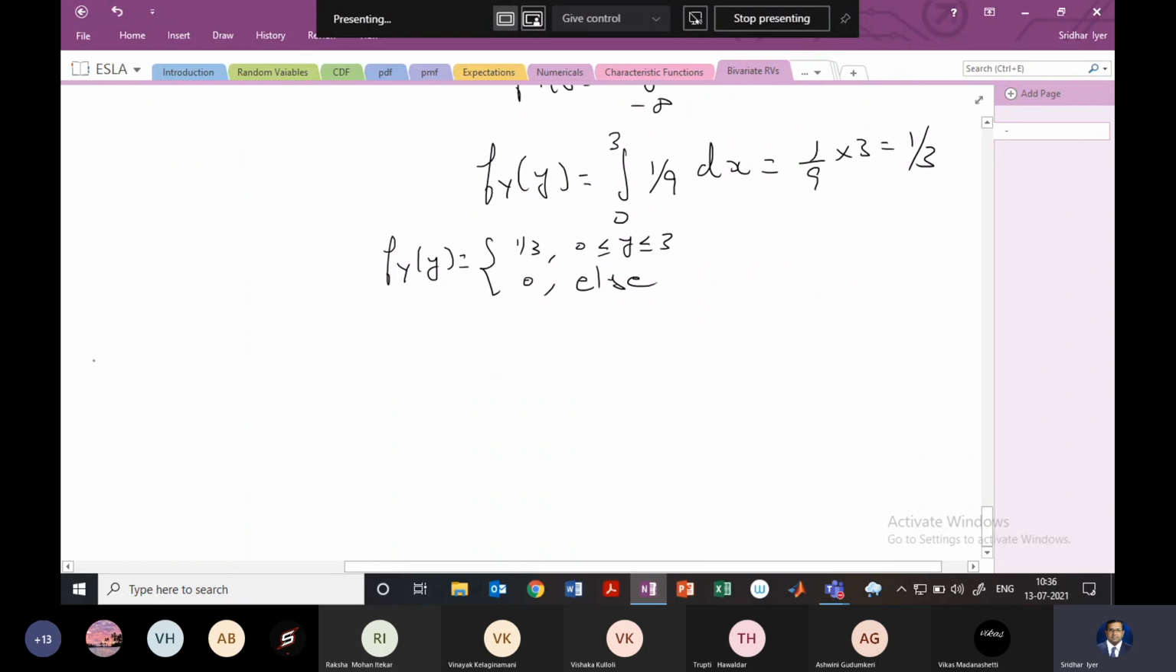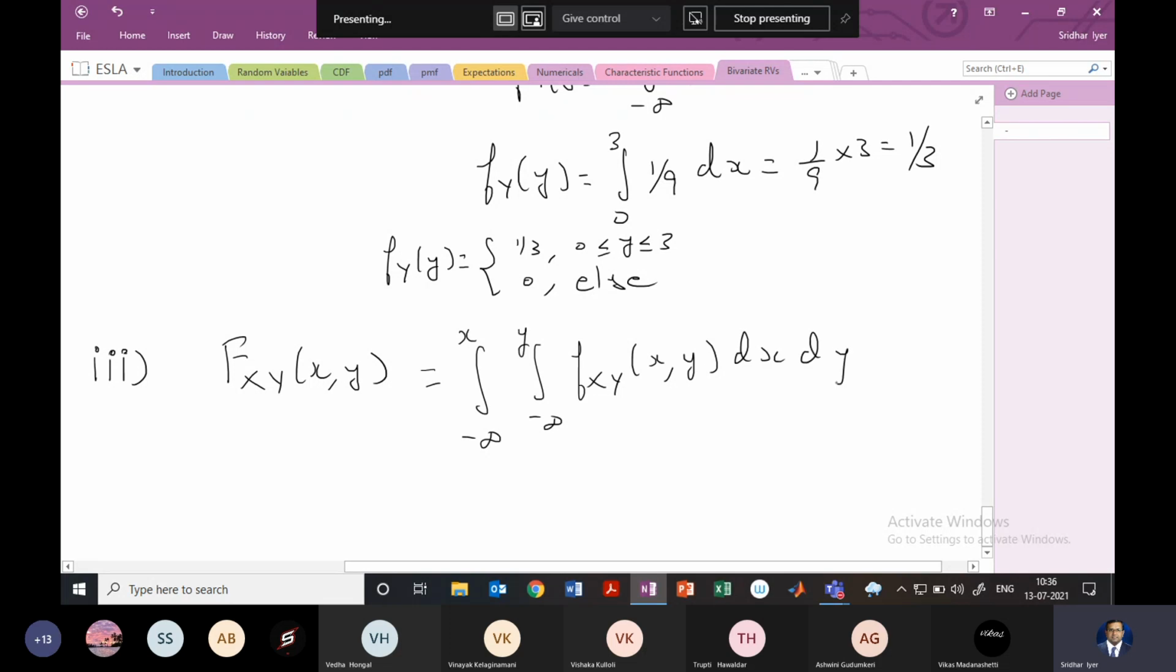Okay. Next comes the third part. So in the third part, you must have the question with you. I'll just quickly write it mathematically. We need to find Fxy of x comma y, and we are given the range of x and y, right? So we know that we can find the CDF by integrating the PDF. That means we can find it as minus infinity to some value x, minus infinity to some value y of fxy of x comma y dx dy.